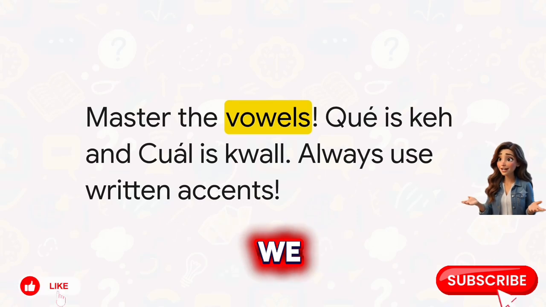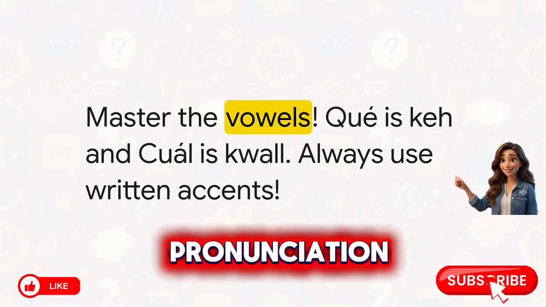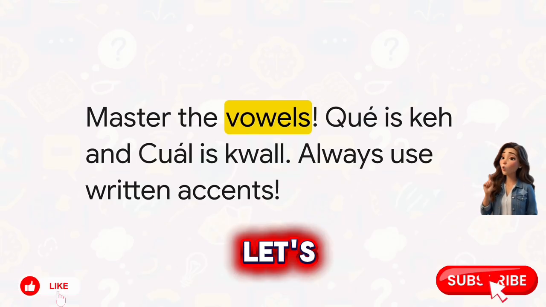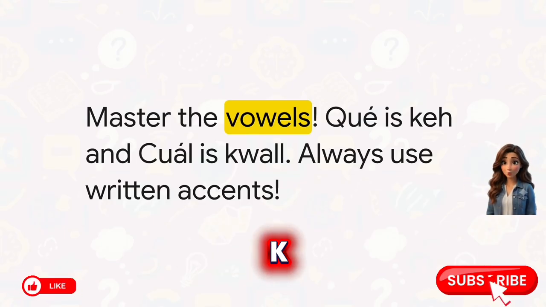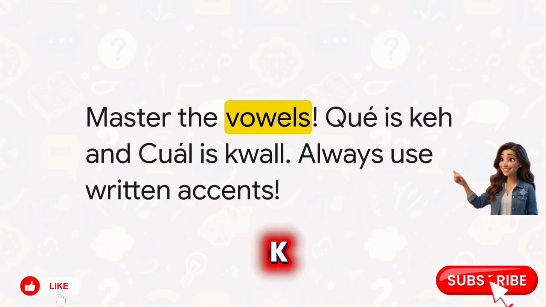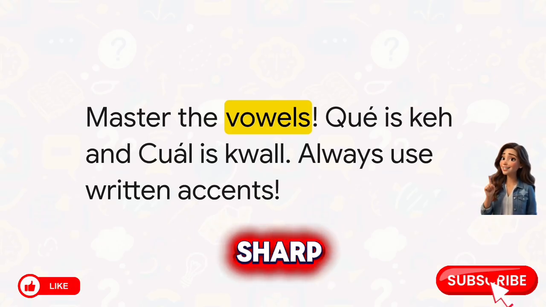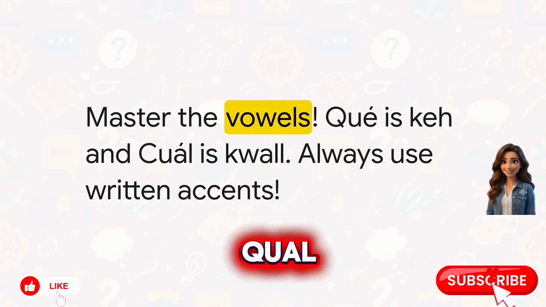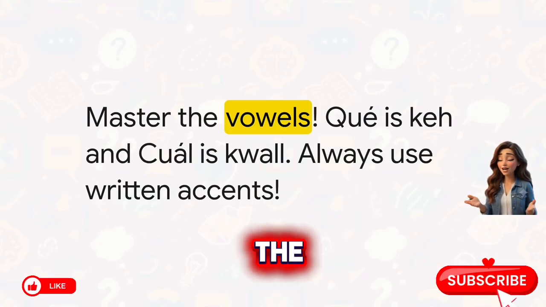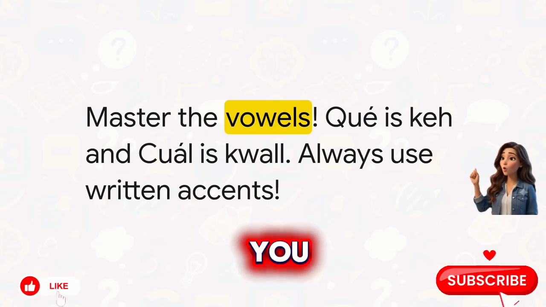But before we look at the grammar, we've got to talk about how we actually sound, right? Pronunciation is literally everything. Let's master these vowels together. For qué, I want you to focus on a very crisp, short E sound. It's not like the letter K in English. No way, it's qué. Just short and sharp. Qué. Okay, now for cuál, you're going to smoothly blend the U and the A together to make a cuál sound. Cuál. Go ahead, try it out loud wherever you are right now.